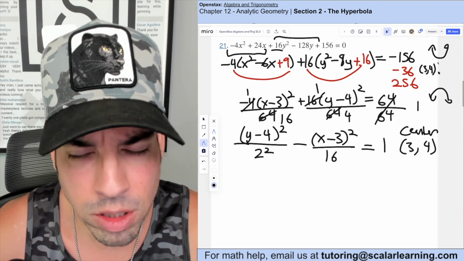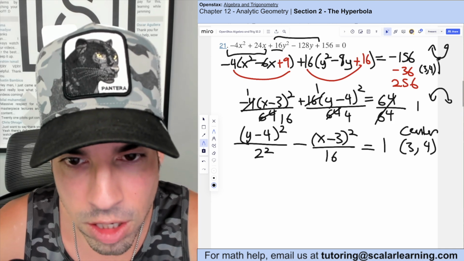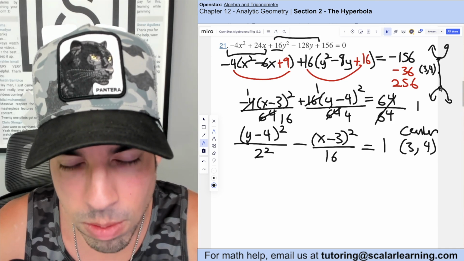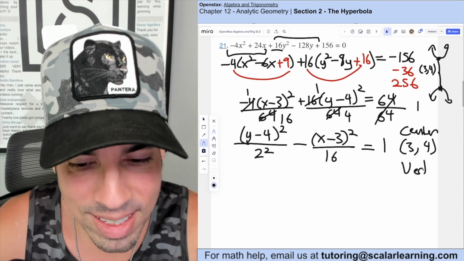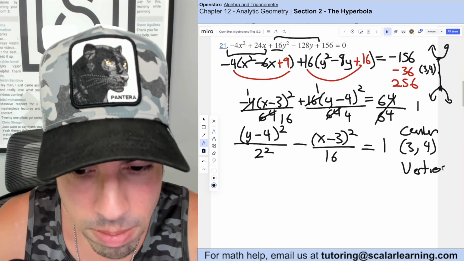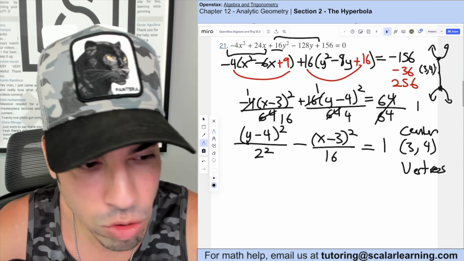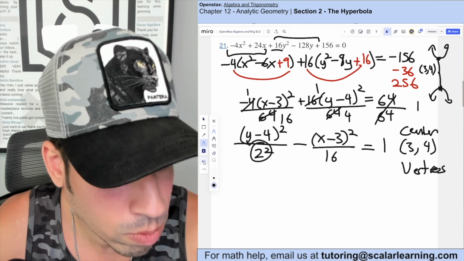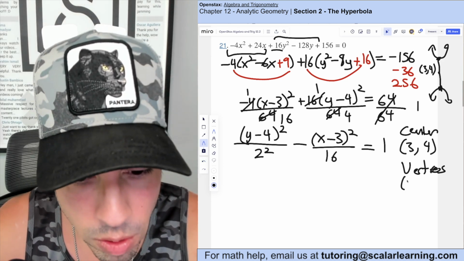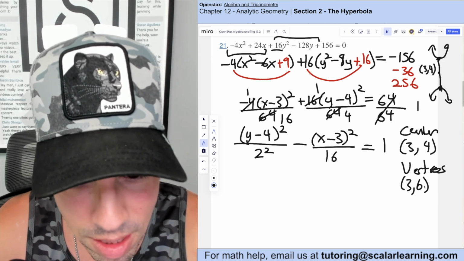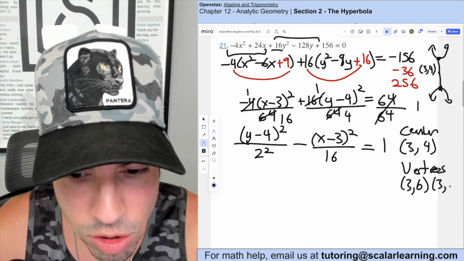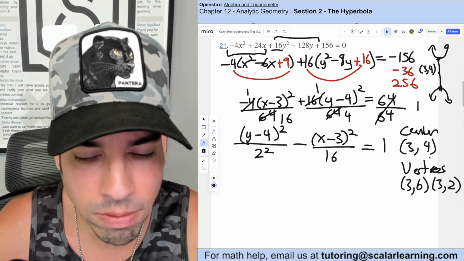And then where are the vertices, right? It's going up to here and down to here, okay? So what is that distance? Well, that distance from the center to those vertices is whatever's under the y, which is 2. So that means we're going up 2, so 4 plus 2 is 6, and then down to 4 minus 2 is 2. So we got center, vertices.